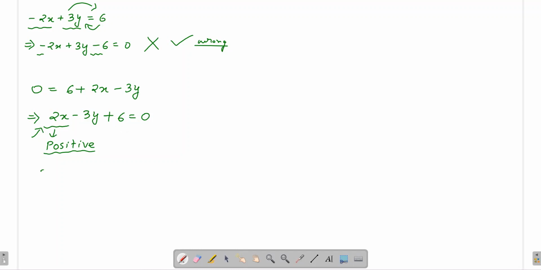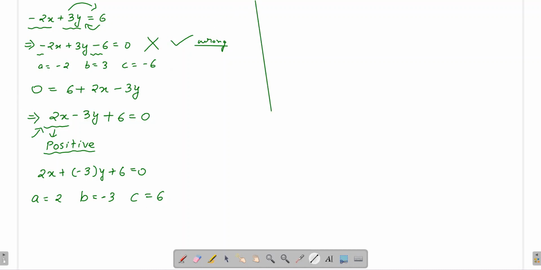So now if I write it in standard form, it will be 2x minus 3y plus 6 equals 0. So from here quickly we'll write a as 2, the value of b as minus 3, and c as 6. Remember, this is also a correct way. You can write a as minus 2, b as plus 3, c as minus 6 also. There is no worry in that. But we always try to have it in this way.